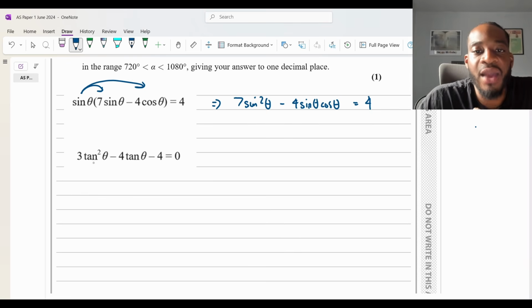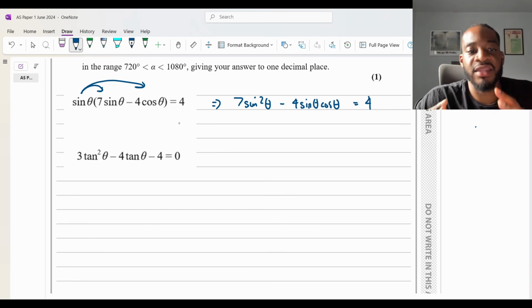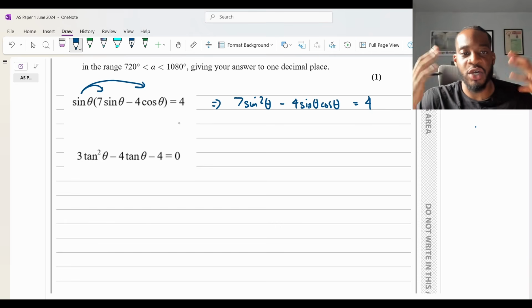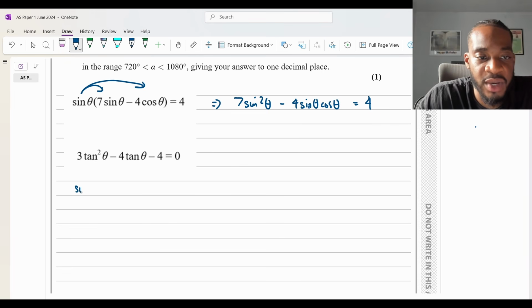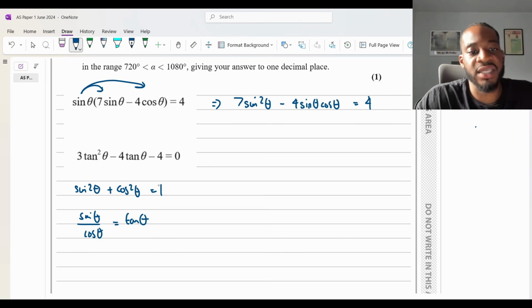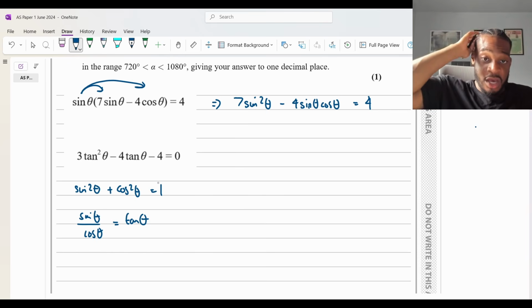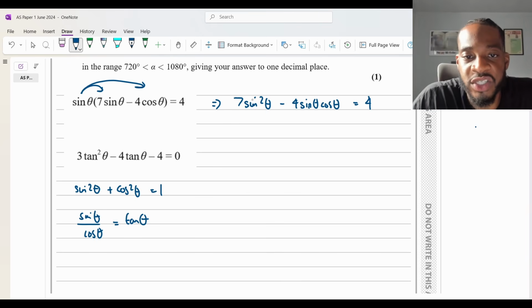So for me, what I would do is, well, we know our identities, and this is a main thing as well, by the way, when you're doing these types of questions. You're in year 12, you're only taught 2 identities, essentially. So you've got sine squared plus cos squared is equal to 1, and you've got sine over cosine is tan, right? And then obviously you got the other two by rearranging this: 1 minus sine squared and 1 minus cos squared. So what do we do? This is where we're at.